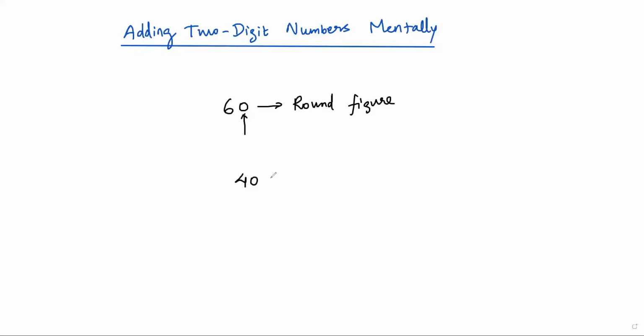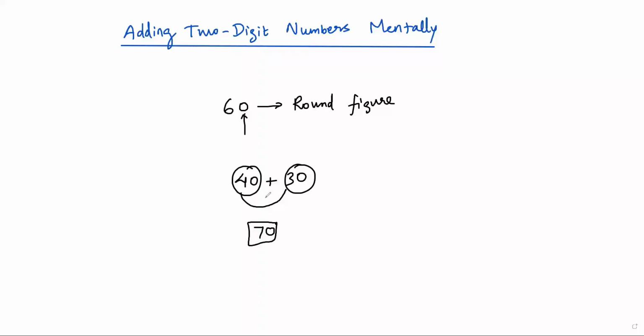Let's consider the addition of the two-digit numbers 40 and 30. Both of them are round figures because we have 0 at ones place. So if you want to add two-digit numbers which are round figures, simply add the digits at tens place: 4 and 3, which is 7. Now you just take 0 along with the 7. So 70 is the answer for the addition of 40 and 30. Since both the numbers are round figures, we can add them easily by adding the digits at tens place.